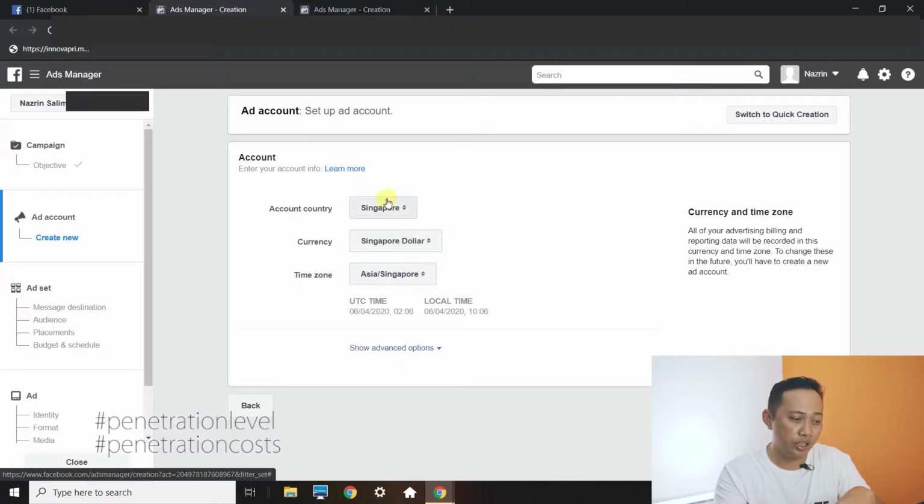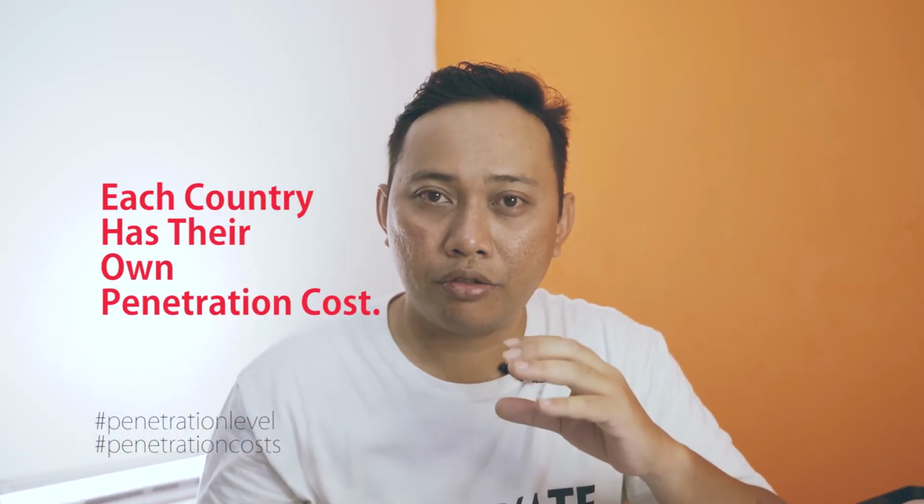If you are Singaporean and you want to manipulate Facebook by having a lower ad spend by switching your account to Malaysia, and putting in Malaysian currency, because you thought that if I spend 10 ringgit, the amount is equivalent to $10 Sing. To be honest, you are wrong, because every country has a penetration cost.